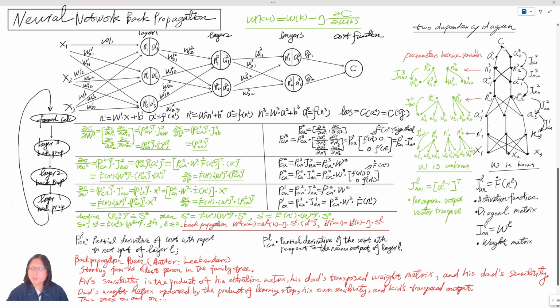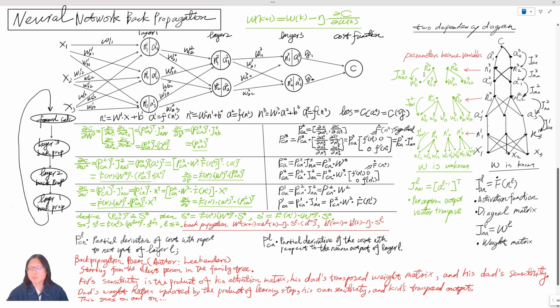In these two dependency diagrams, if you follow all the black path dependency diagram, you will get the partial derivative of the cost with respect to the neuron output and neuron net input. You get all the gradients, but these gradients cannot be used to update the parameters. So you have to think, in this layer, for example, there are three net inputs. At this point you treat the weight as the variable, and the neuron output becomes a parameter.